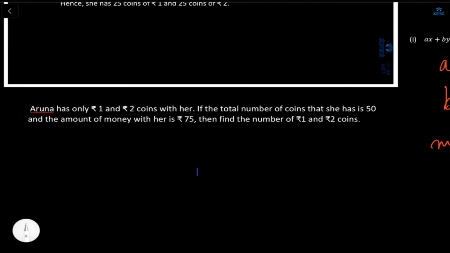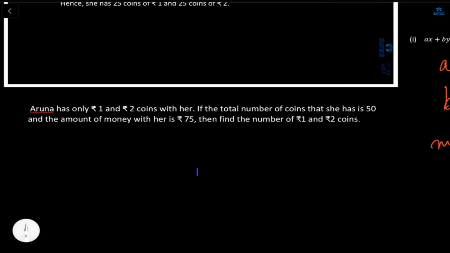Now, Aruna has only ₹1 and ₹2 coins with her. The 1 rupee coin is there with her and the 2 rupee coin is there with her. If the total number of coins that she has is 50, we don't know how many 1 rupee coins and how many 2 rupee coins there are. The total coins are 50, and the amount of money with her is rupees 75.